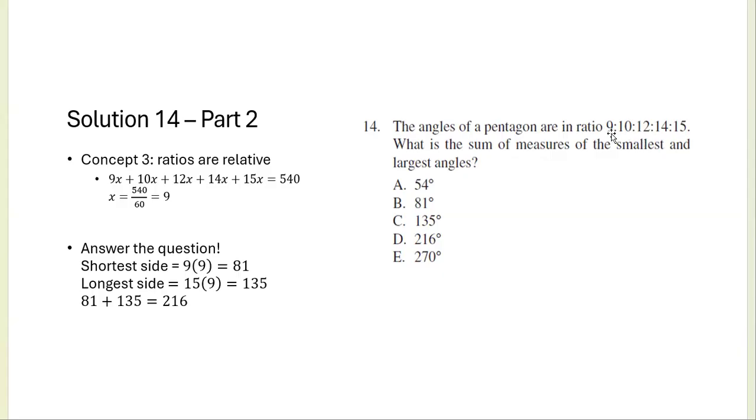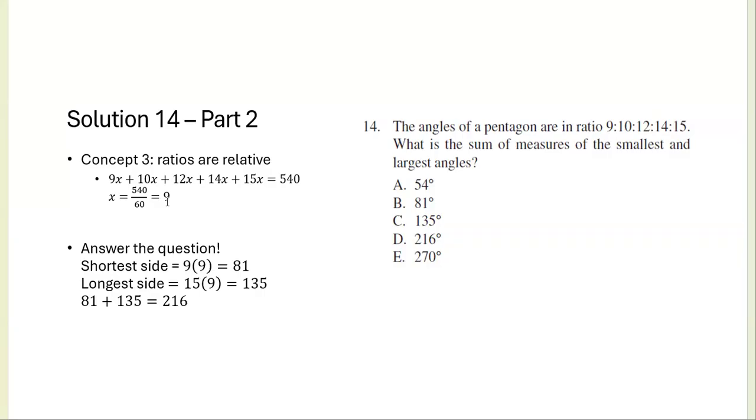Okay, so we can represent it as, notice how I said it, 9 of the first, 10 of the second. Remember how we translate of, which operation is it? It's times. So we can just do it all relatively. 9x plus 10x plus 12x plus 14x plus 15x equals the 540 total. Okay, so if we solve, x is 9.